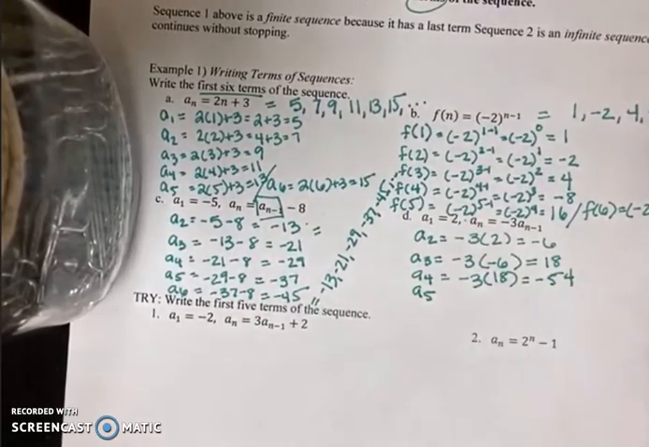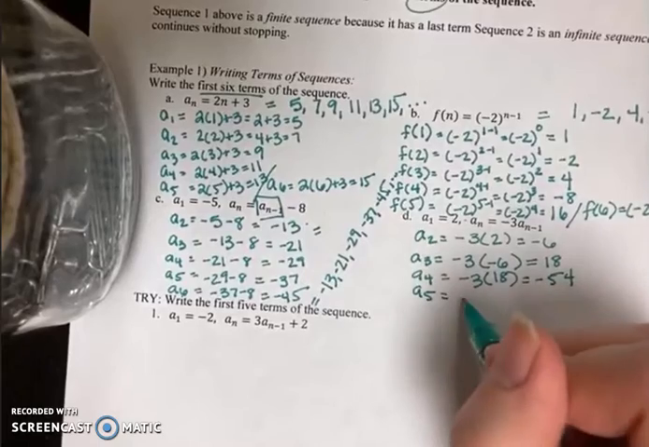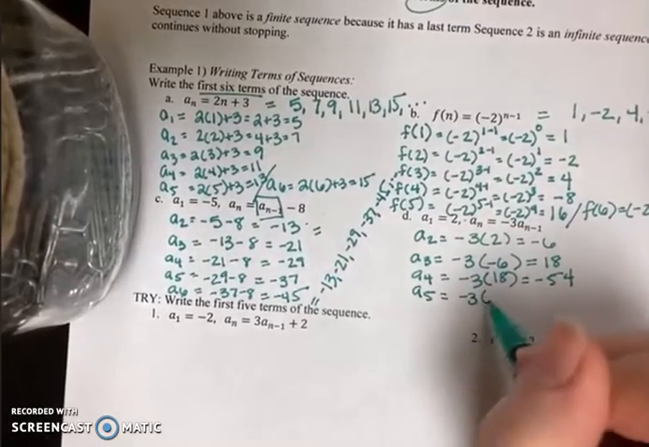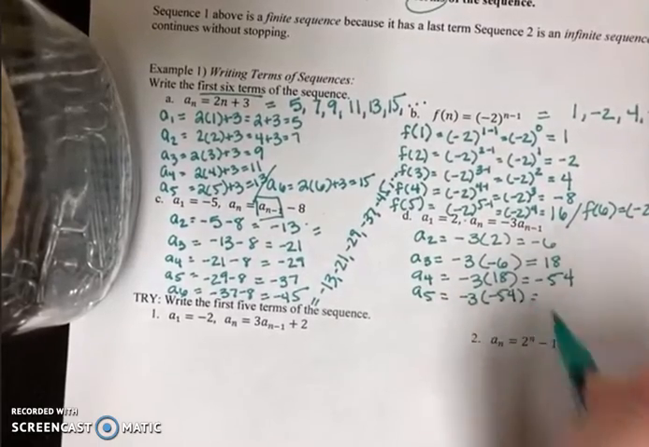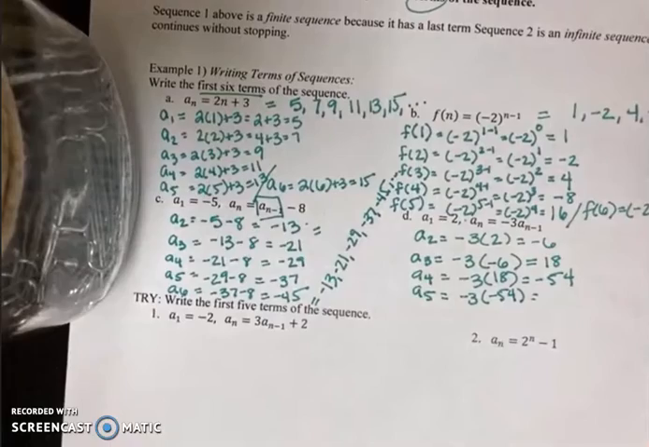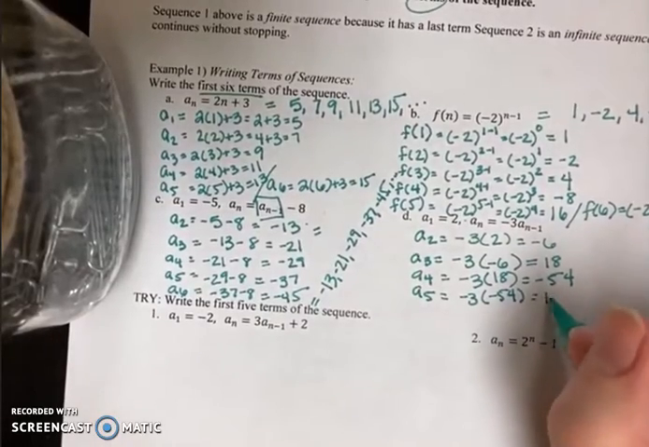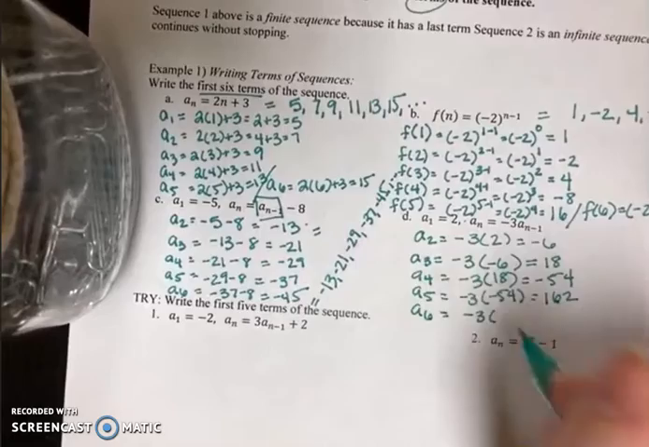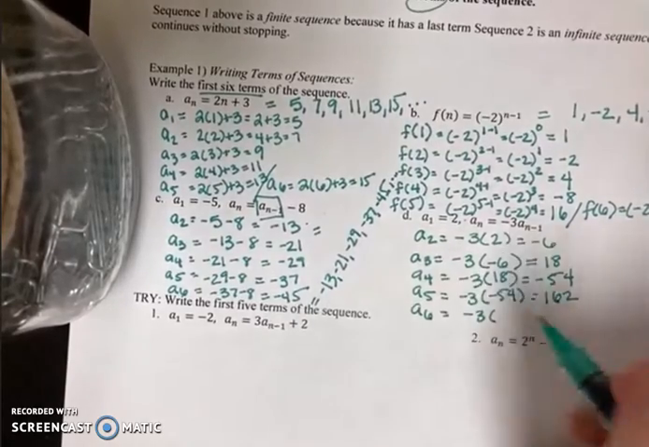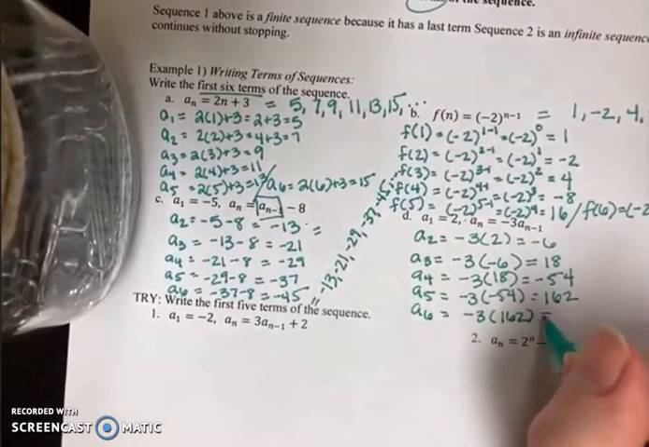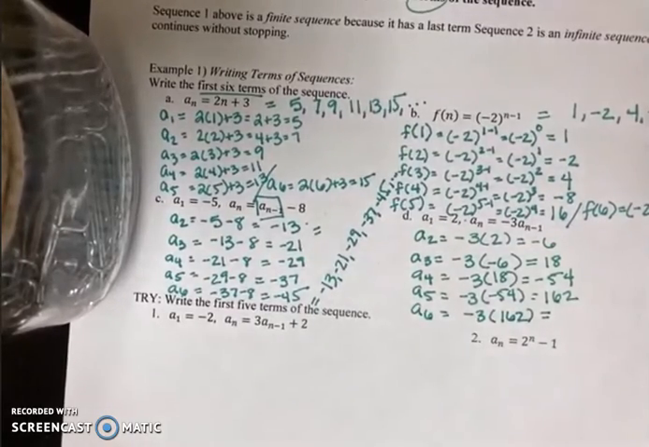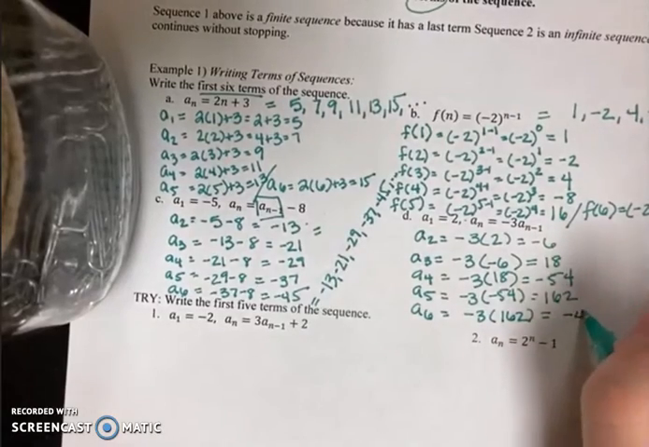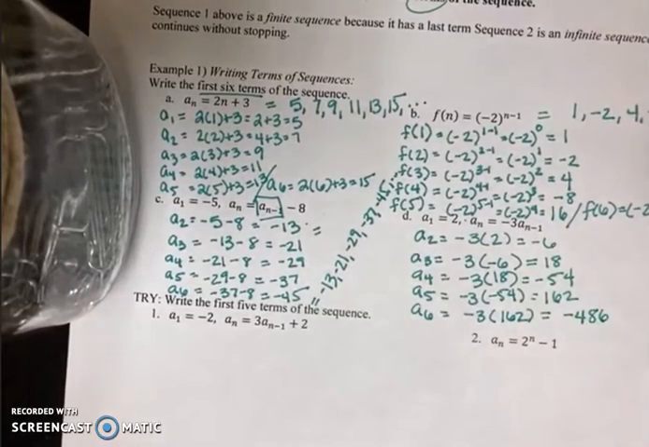Okay. a sub 5 is negative 3 times a sub 4, which was negative 54. Two negatives we know will give us a positive, so it's positive 162. a sub 6 is negative 3 times the previous, so a sub 5, which is 162. Because it's a negative and a positive, we know it's going to be a negative 486.